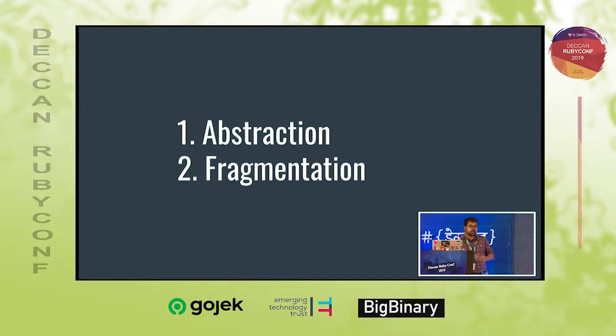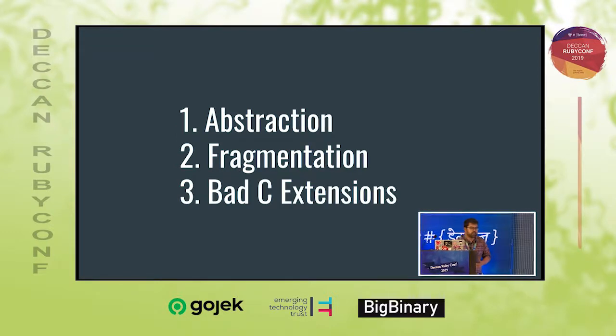So in level 1, we saw the abstraction: we are sitting on top of a GC. That's one of the reasons. And then there is fragmentation. It's going to be fixed sooner or later, but right now it's there. And then the third problem at this level is bad C extensions.